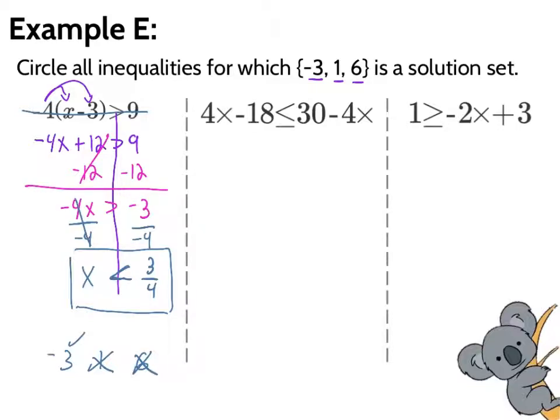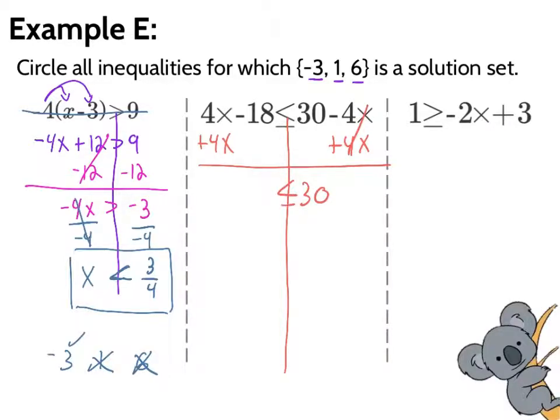Now let's take a look at the second one. We're going to draw our wall down from our inequality symbol. Looks like we've got variables on both sides. I'm going to go ahead and move this -4x because I don't like dealing with negatives, but you can move either one. -4x and +4x are going to cancel. Bring down my 30. Bring down my sign because I didn't multiply or divide by a negative. Bring down my -18. And 4x plus 4x is 8x.